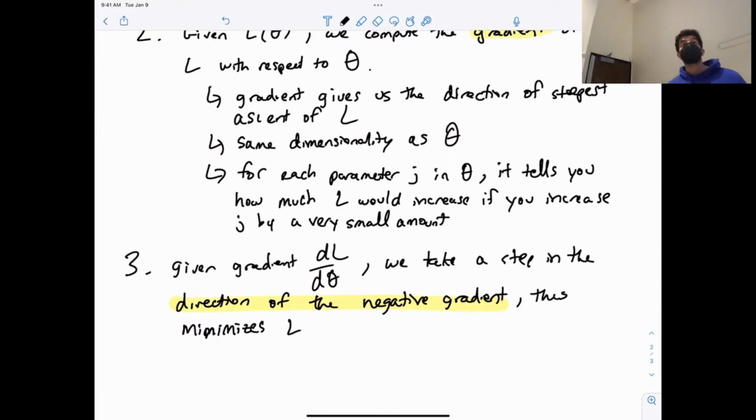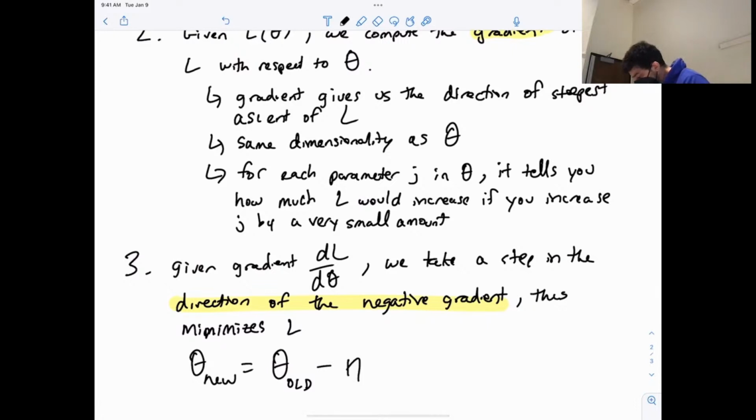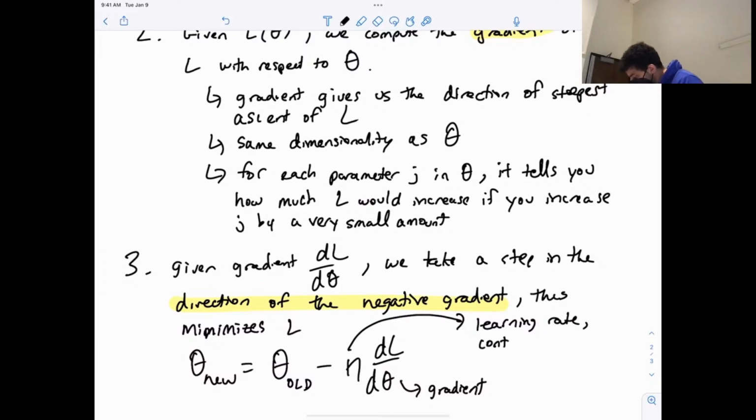So basically what you do is you have your theta, which let's call theta old, your old set of parameters. Now you want to make an adjustment to theta so that your predictions get better and your loss gets smaller. So theta new is going to equal theta old minus some eta, which we call the learning rate, times the gradient of this. So this is the gradient here, and this thing is called the learning rate, which controls the step size.